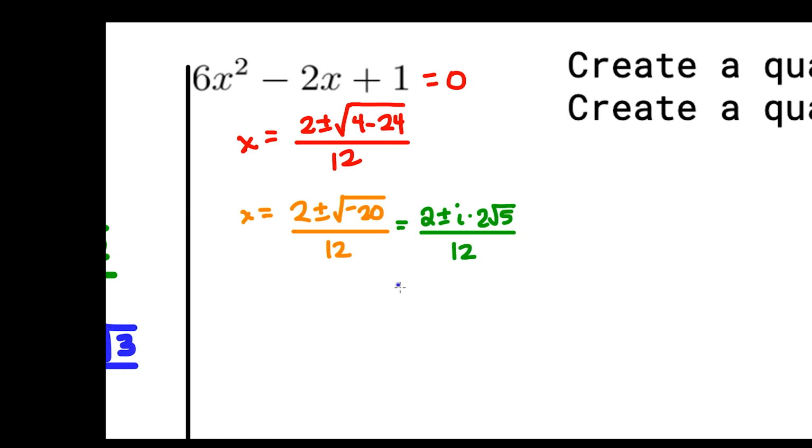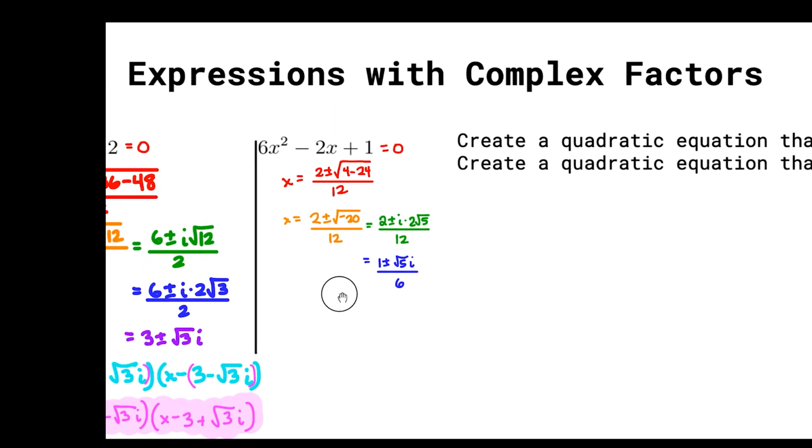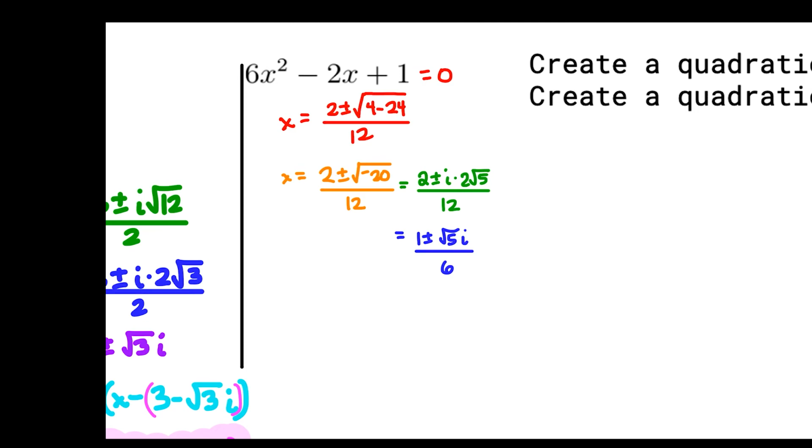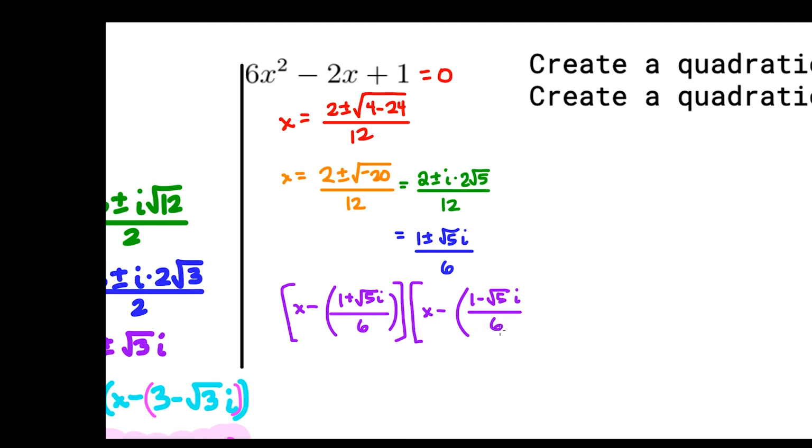We're going to divide the top and the bottom by 2. So it's going to be 1 plus or minus root 5i all over 6. Now that is not the final answer because that's just the solutions. You're going to use this to find the factored form of this. So it's going to be x minus this 1 plus, I'm going to do the plus version first, root 5i over 6. I'll put brackets on this one. And then times x minus the subtracted version of this, times 6. And then you end up with something like that, which is the final answer.